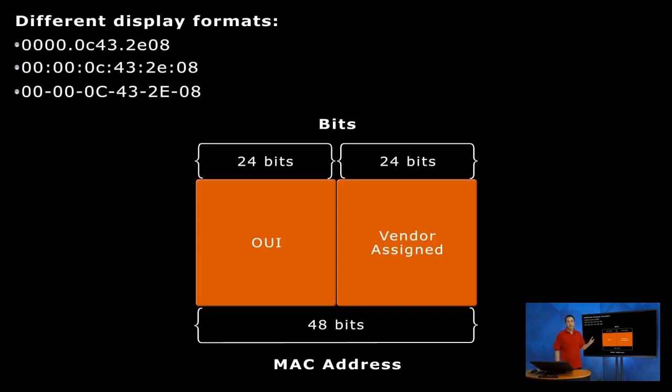So don't panic when you're looking at a MAC address if it doesn't look like what you're used to seeing. Could be periods, could be colons, could be dashes. It might not even have anything. It might just be 12 hexadecimal characters altogether. But realize when you see those 12 hexadecimal characters together, you're dealing with a MAC address.